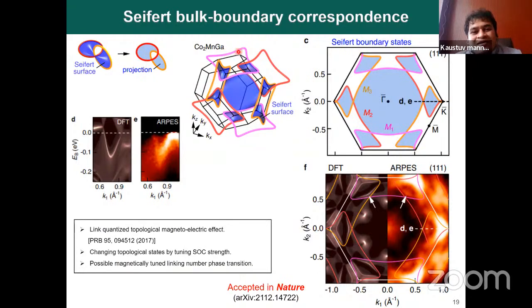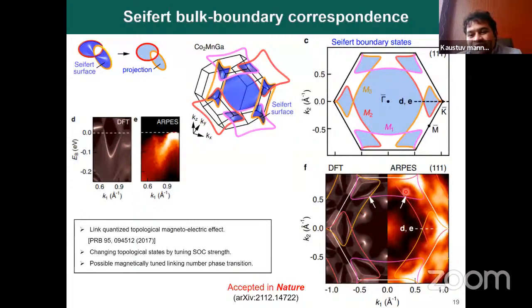But since we are calling this a Hopf link, we go back to the notation, not the drumhead, but the more general term, which is called the Seifert surface state. So this is the projection. This is the 3D view, and when we take the projection, it looks like this. And this is the 3D view of the Seifert surface state on the Brillouin zone. And when we take the projection along the 111 direction, this is the projection on the surface states. So this is our experimental data, and this is the theory.